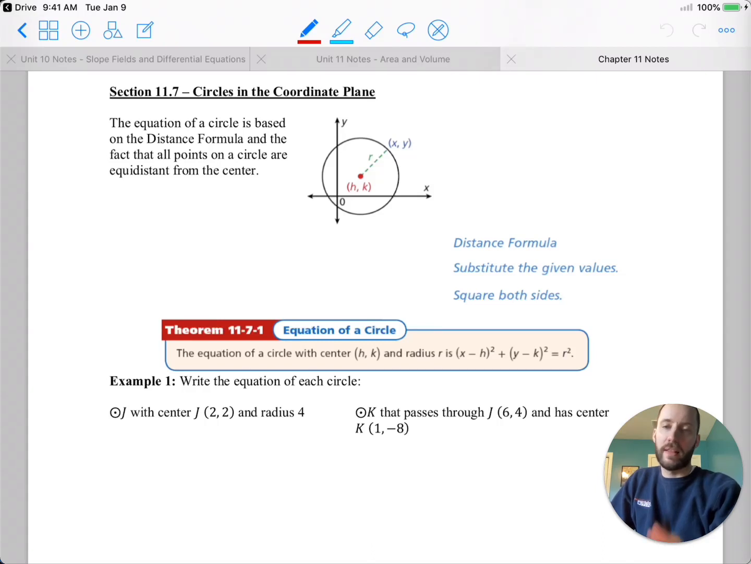Section 11.7, circles in the coordinate plane. So then, merging geometry with algebra, the coordinate plane, more formulaic, that we're working with in this section. The equation of a circle is based off of the distance formula, which we covered early on in the year.